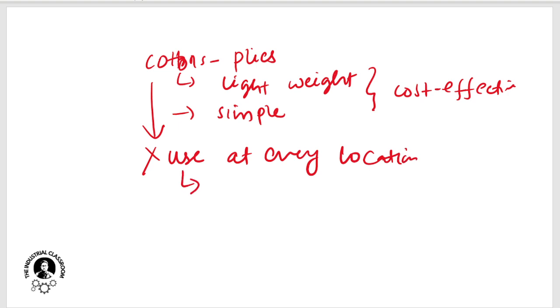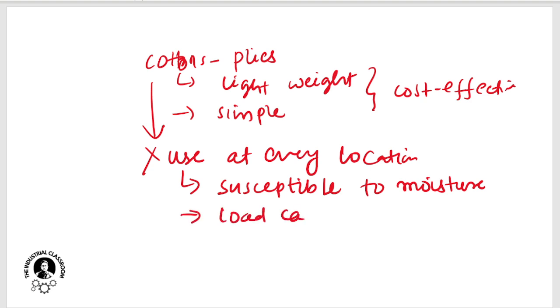why? The first reason is that it is very susceptible to moisture. Whenever it comes in contact with moisture, it becomes very ineffective. The second thing is that its load carrying capacity is less. Load carrying capacity is very low compared to the EP grade plies. The next point is that its elongation is too high.